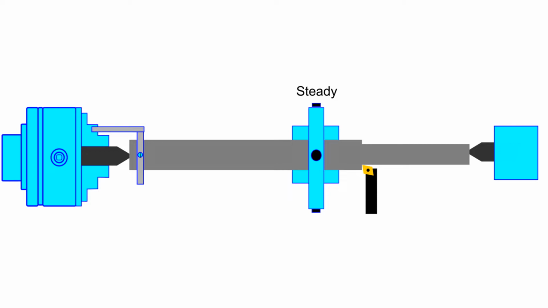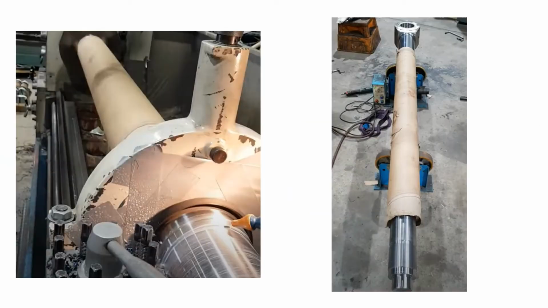In this example, the steady is utilized to minimize the flex and the material deflecting from the tool. In this example, my rod is supported at the end with a steady. I don't have a tailstock in there, and I'm turning down the OD of the end of the shaft and threading the end of the shaft.